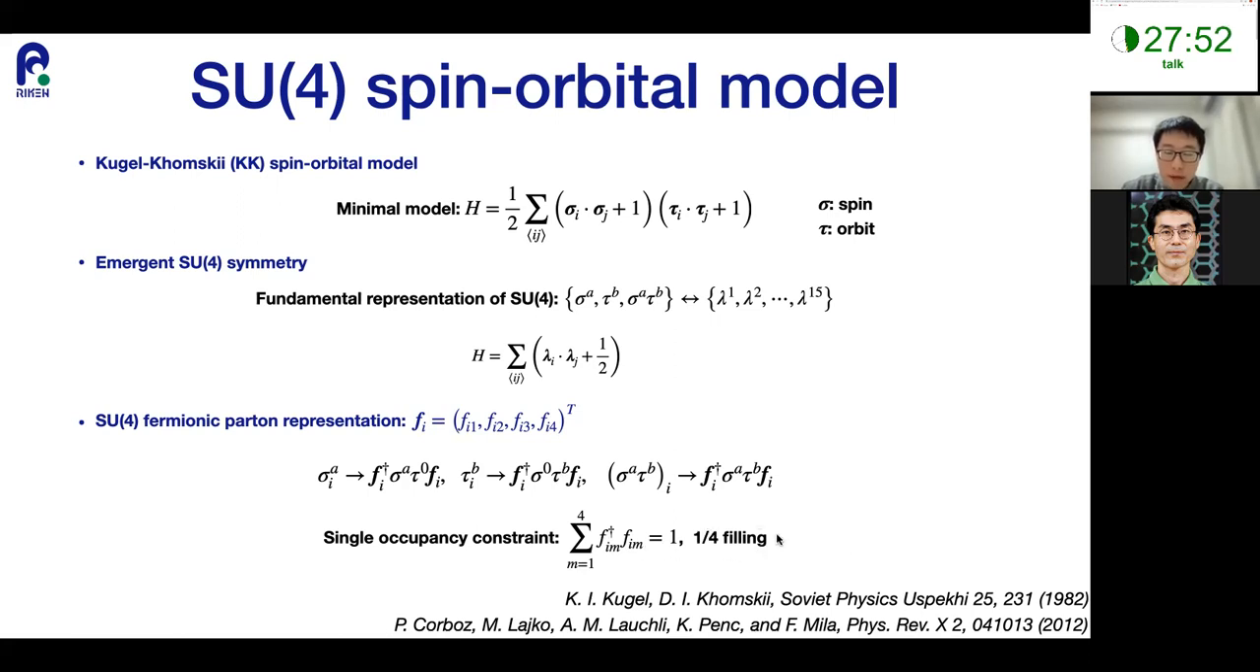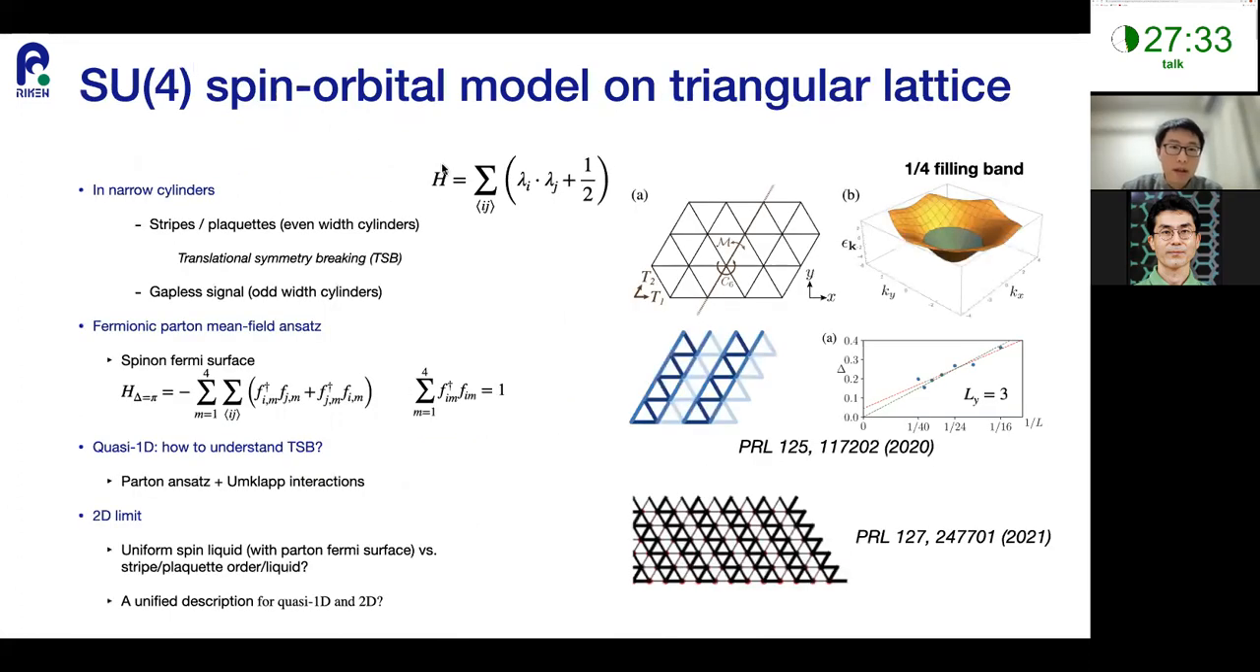Here, I want to emphasize that in this case, the particle number of partons should be 1/4 filling, note the half-filling case in the SU2 case. Okay, we consider this model on the triangular lattice.